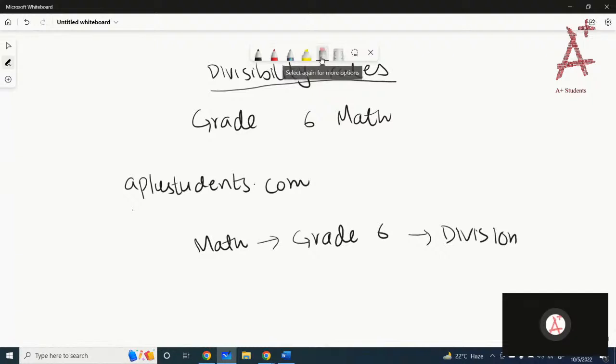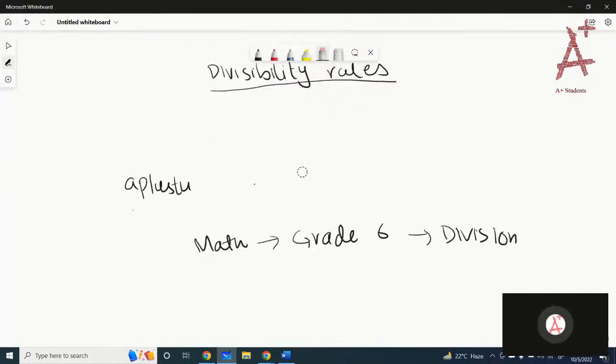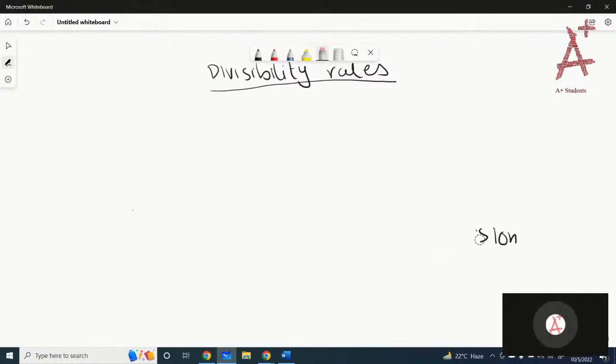So let's start with the topic, that is divisibility rule. What do you know about divisibility rules? What are divisibility rules? Because you have done this topic in earlier grades. So what do you know about the words divisibility rules? Do you know the answer? Okay, let me explain what are the divisibility rules.